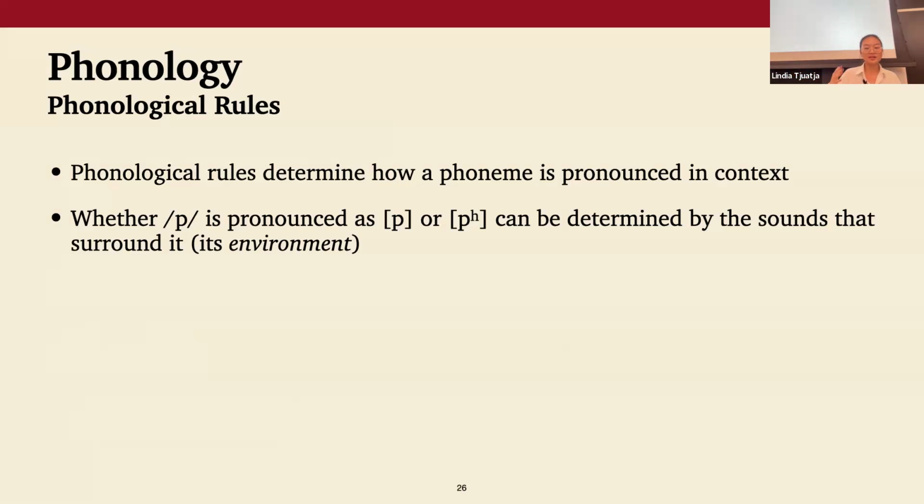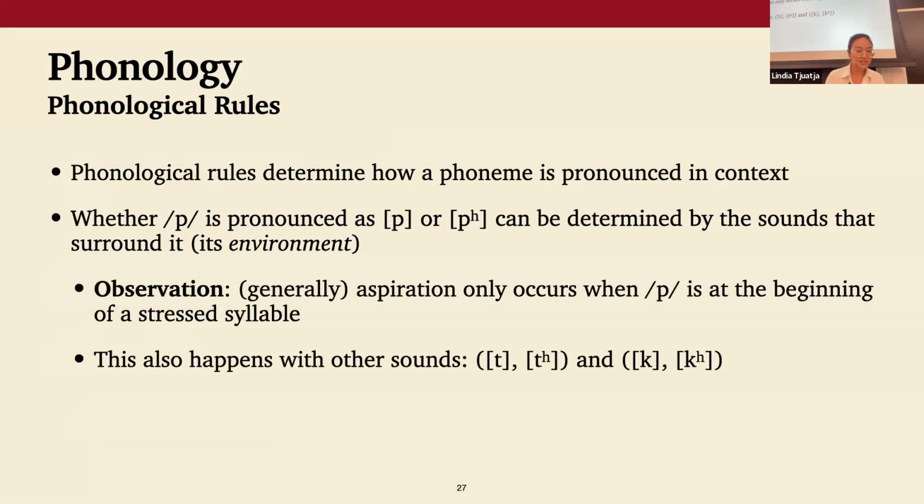And how these phonemes actually occur, what actual sound you make, is determined by the context that it is in. So whether this phoneme P is produced as a P without a puff or a P with a puff can be determined by the sounds that surround it, which we call its environment. An observation that we can make is that generally for standard American English, aspiration only occurs when this P phoneme is at the beginning of a stressed syllable.